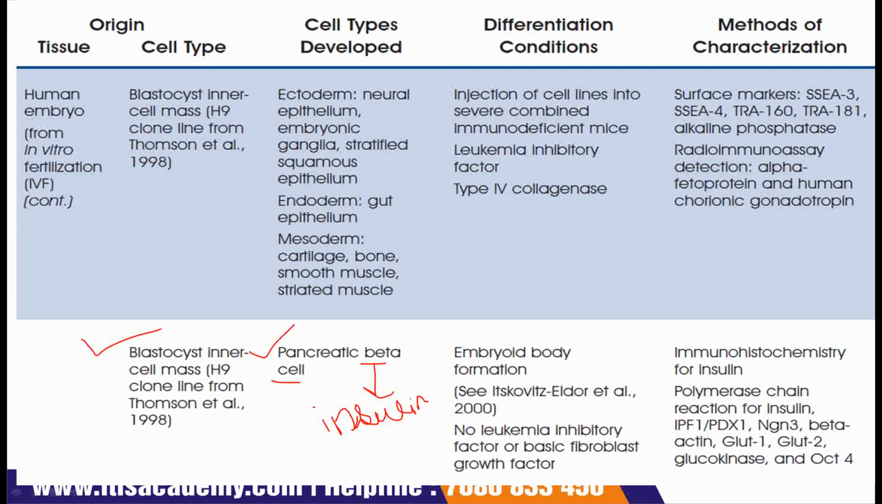This beta cell will differentiate through embryoid body formation, with no leukemia inhibitory factor or basic fibroblast growth factor. For the characterization, we can use immunohistochemistry for insulin, PCR for insulin, and also IPF1, PDX1, and GLUT3, beta-actin, GLUT1, 2, and glucokinase and OCT4. These are all signaling molecules and are responsible for various kinds of signaling.